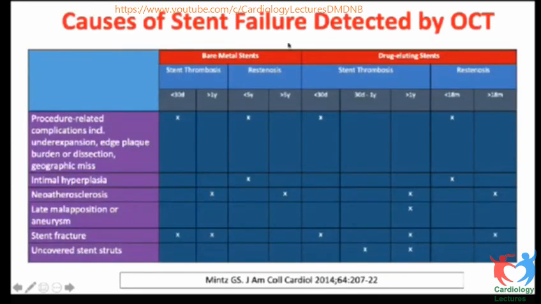This is the last slide. So how can you use OCT for diagnosing stent failure? All the early stent restenosis are due to neointimal hyperplasia or procedural factors such as underexpansion, edge disease, and geographic miss. These are the most important predictors of early stent thrombosis. And late stent thrombosis usually occurs from uncovered stent struts and stent neoatherosclerosis. In restenosis, both with bare metal and drug-eluting stents, it mostly results from neointimal hyperplasia and stent fracture, and the late events result from neoatherosclerosis, mainly with drug-eluting stents rather than bare metal stents. Thank you.